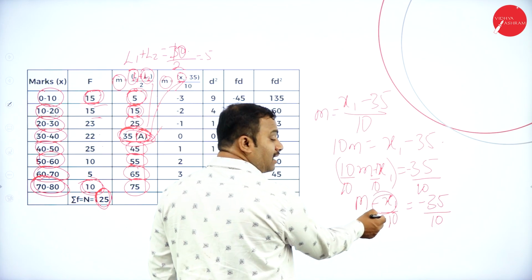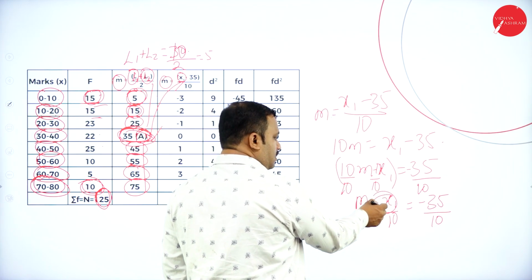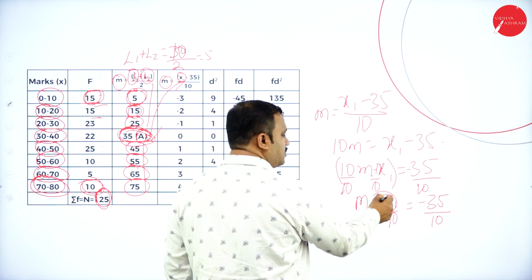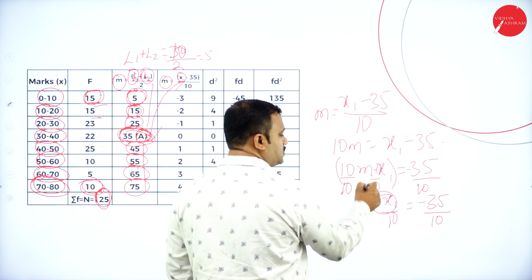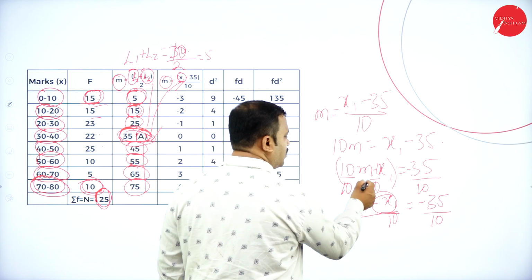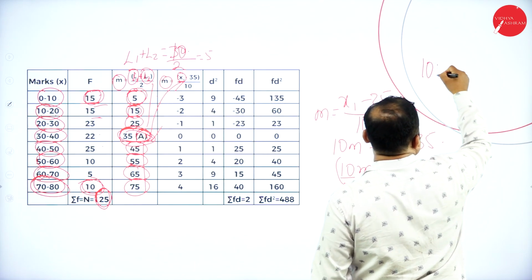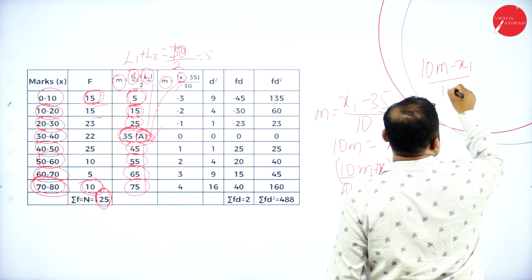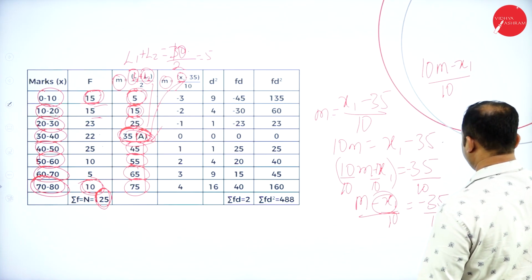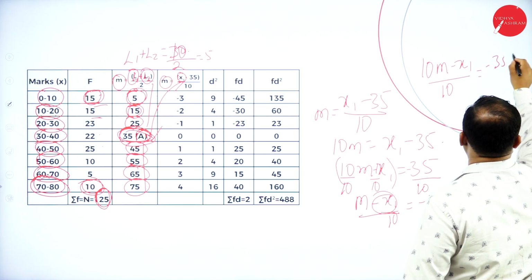We have to do the calculations like mixed fractions. 10m minus x1, the same thing. 10m minus x1 divided by 10. I'll get the value like this. If that is the case, 10m minus x1 divided by 10 now is equal to minus 35 by 10.